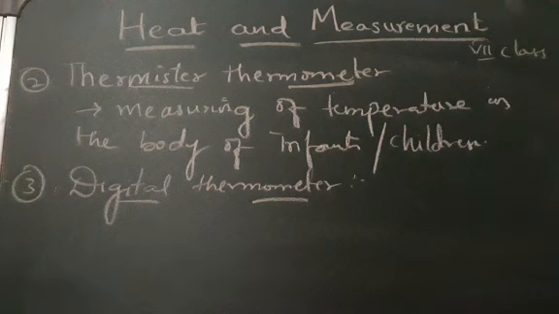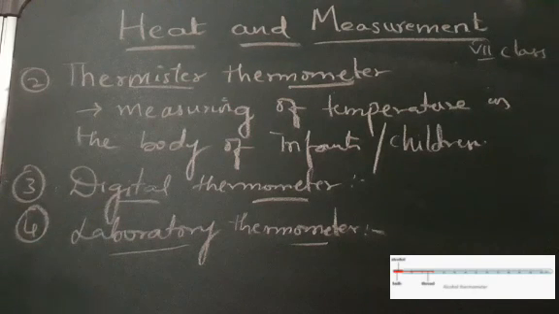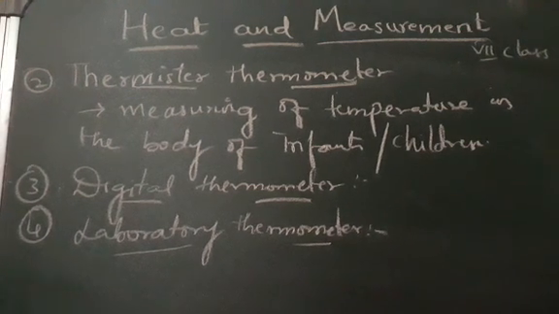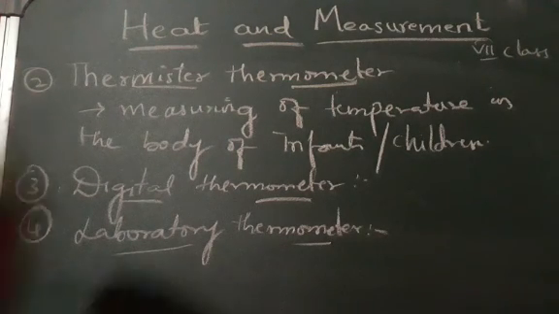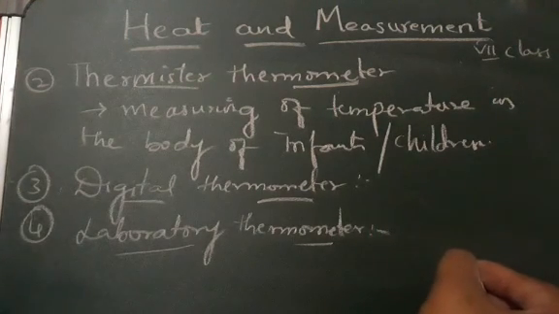So the next thermometer is the laboratory thermometer. A thermometer used to measure the temperature of an object other than a human is called a laboratory thermometer. In this you can have readings like minus degrees Celsius. What is minus degrees Celsius? It is nothing but less than 0 degrees Celsius.